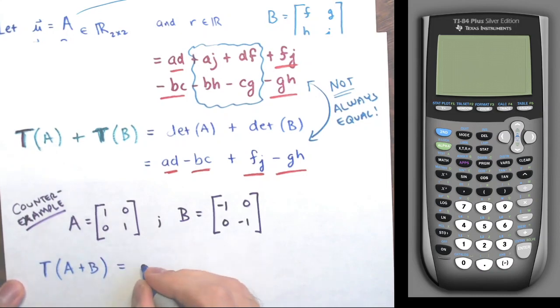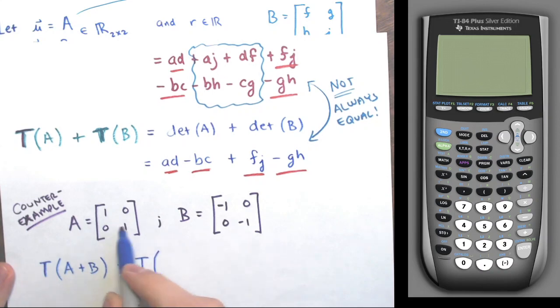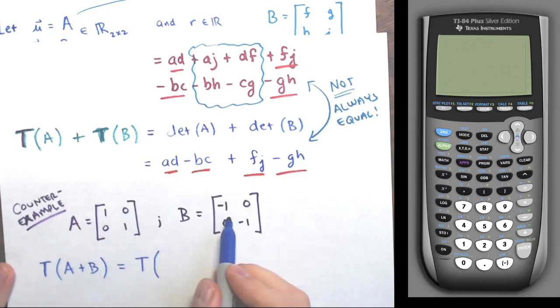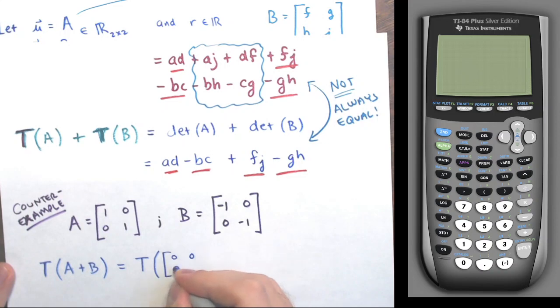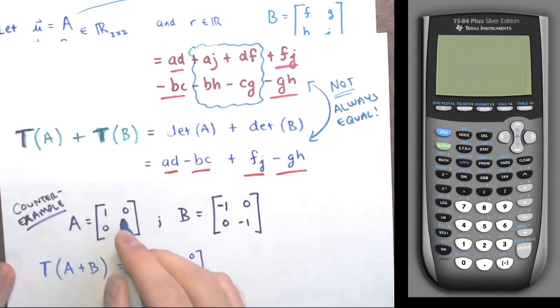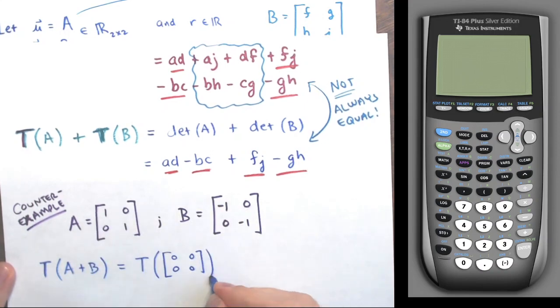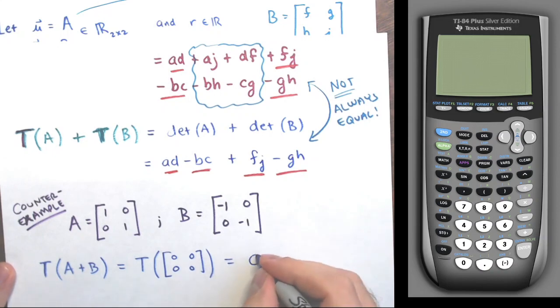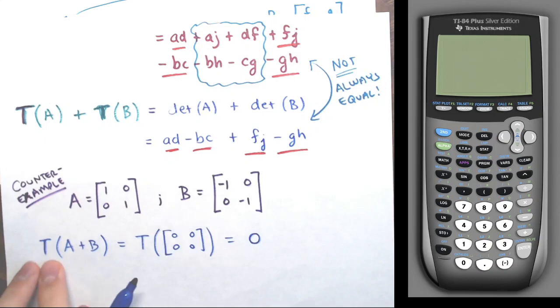Well, that would be the determinant of A plus B, right? T of, now what is A plus B? Look at this, I set these up nicely for myself, right? Add these together the way you normally add matrices. You just get the 0 matrix. You get 0 everywhere, right? Because you got 1 plus negative 1, 0 plus 0, 0 plus 0, 1 plus negative 1. And what's the determinant of the 0 matrix? It's just 0. Okay, so the value of T at the sum of these is 0. The determinant of the sum is 0.